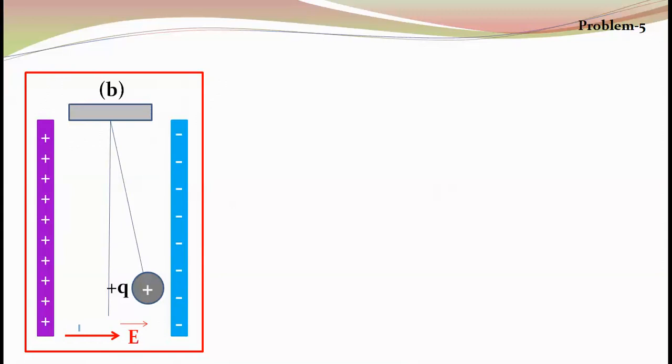Okay, so this is the direction of electric field. Now what are all the forces that are going to act on the bob?